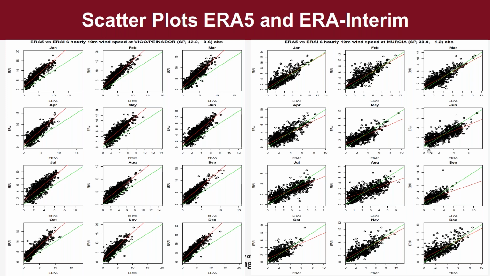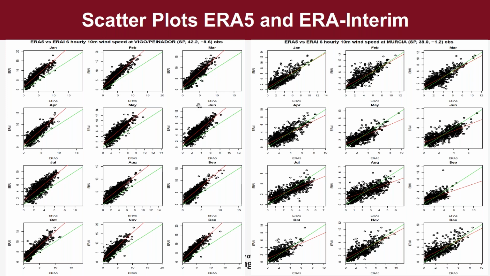If we move to a site in southeastern Spain at Murcia, the differences are smaller. It's obviously a lot less windy here, but for most of the months of the year, there's little difference between the regression fit and the one-to-one line. So ERA 5 and ERA interim are closer to one another in Murcia, but ERA 5 is a lot less windy in the northwest of Spain.